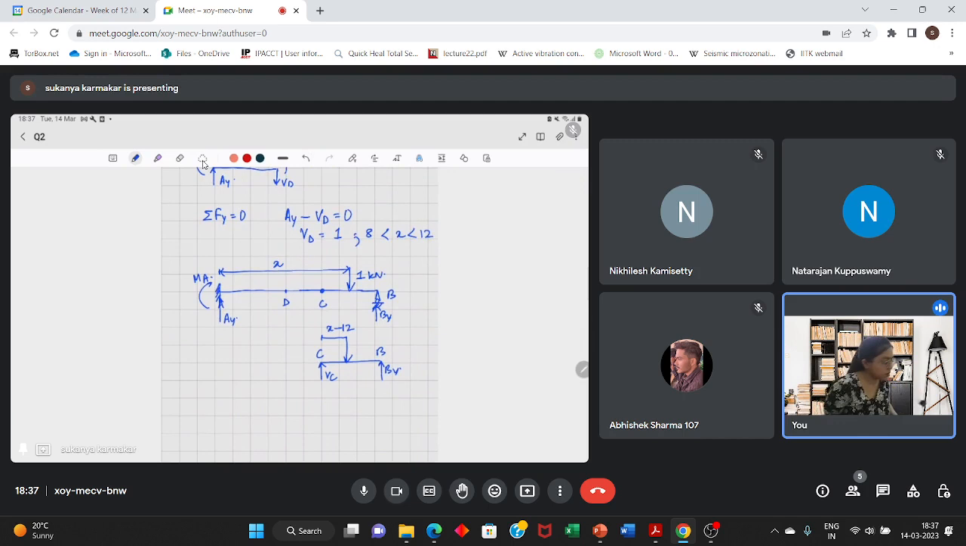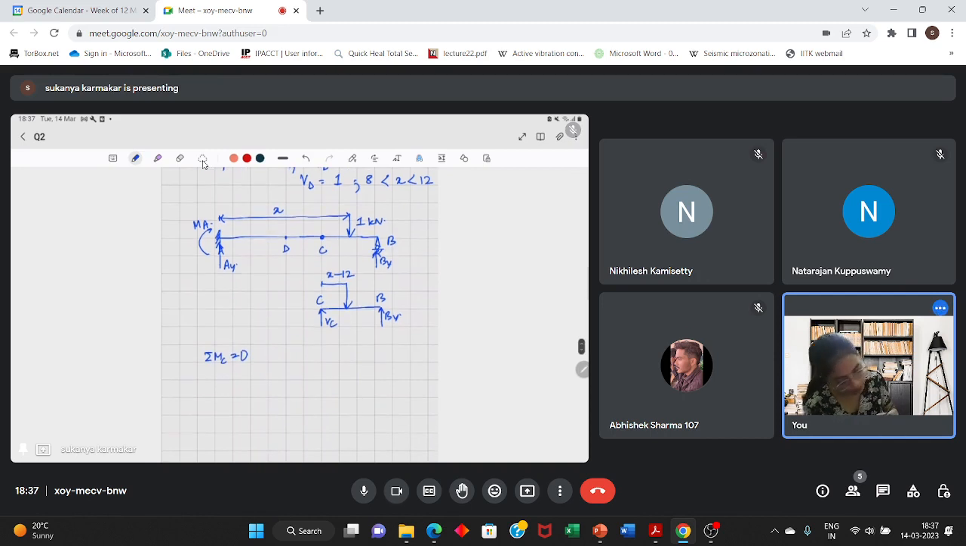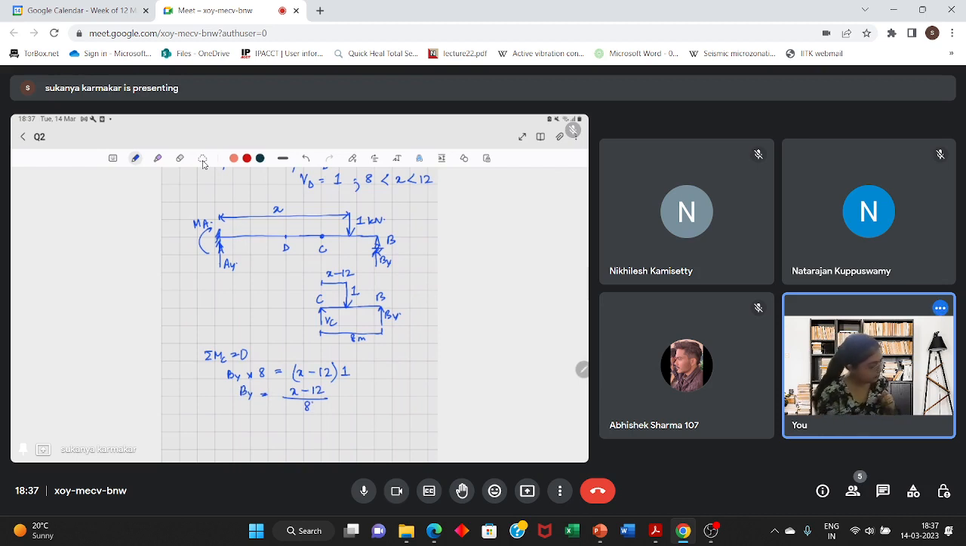That is a small portion. Now take moment about C is equal to 0. From here you have Dy into 8. This distance is 8 meters. Dy into 8 is equal to x minus 12 into 1. The load is 1 kilonewton. So how much is Vy? Vy is x minus 12 by 8.